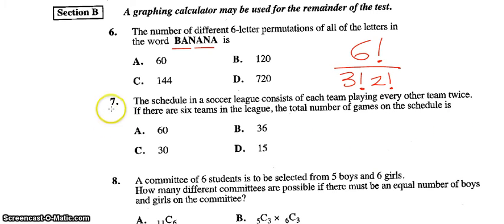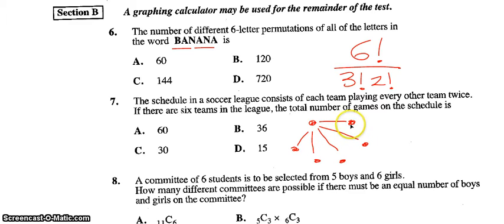All right, next question. You have 6 teams, and they need to play against each other. So let's say team A plays with team B. That's one way. It's the same as B playing with A. A plays B, that's one way. A plays with B, A plays with C, D, E, F. So there are 5 ways to play.